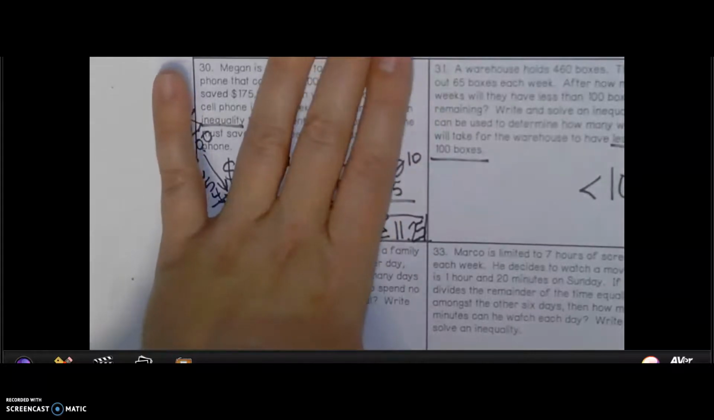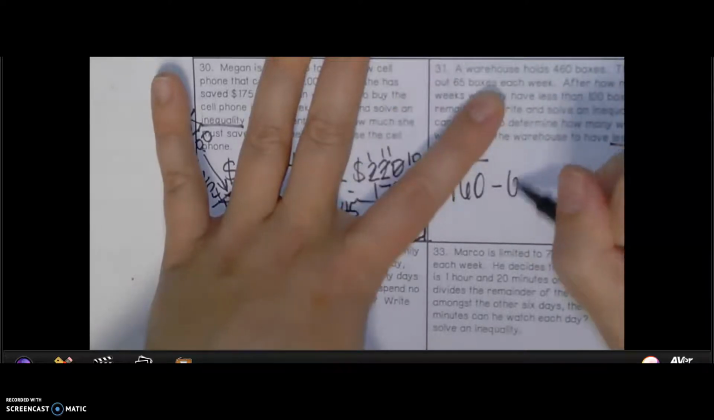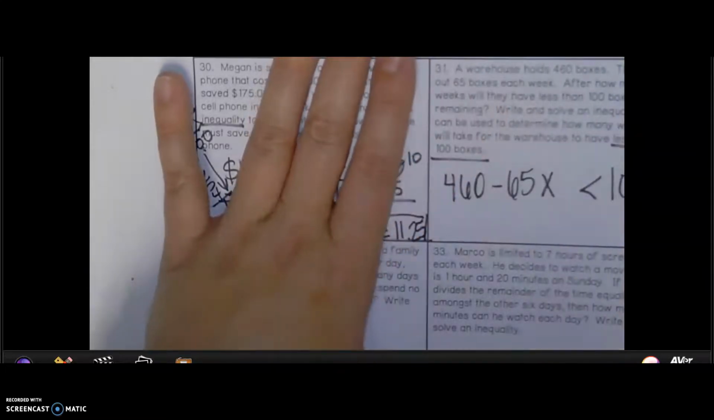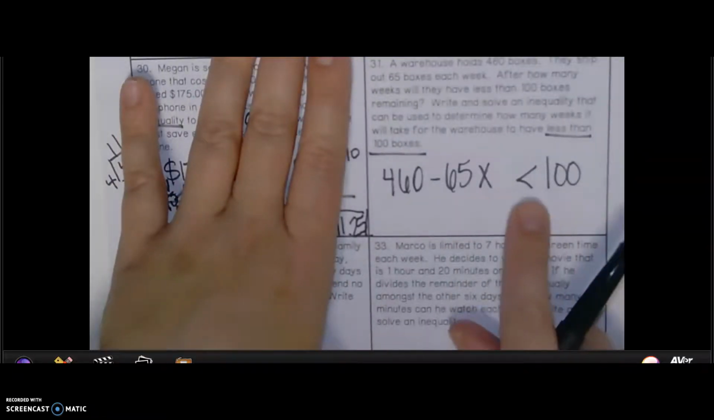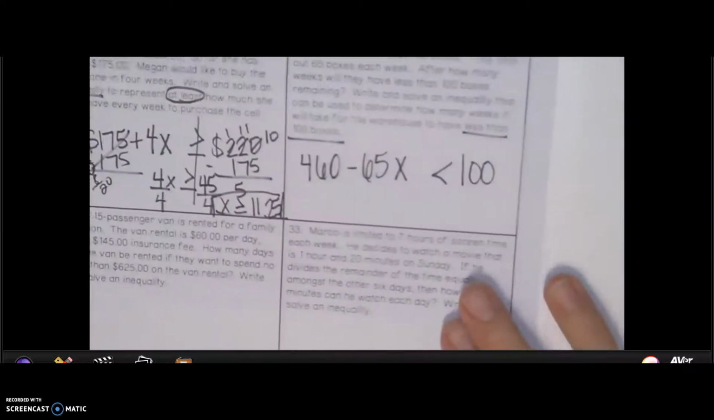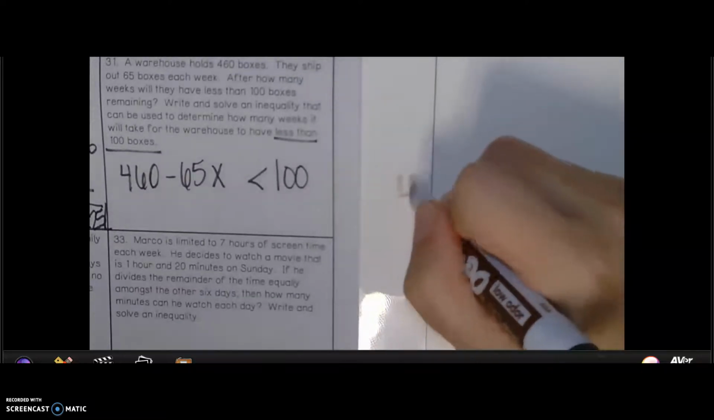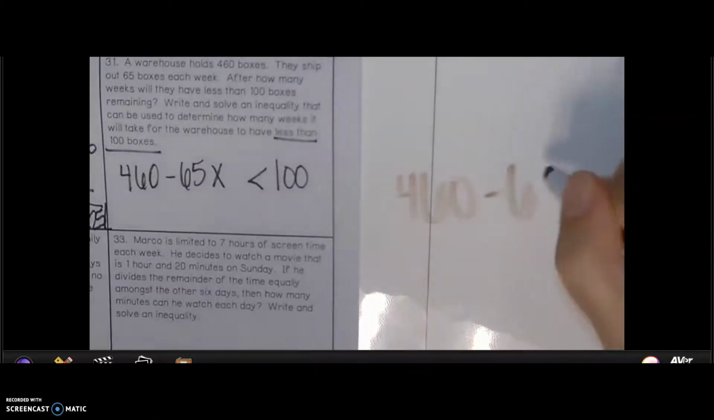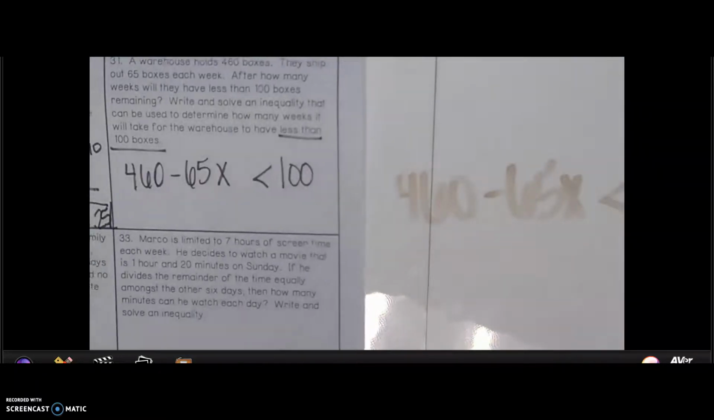Let's go forward with what we know. So we know that there are 460, and we know that they can do 65 each week. We're trying to figure out how many weeks, the x, it would take us to have less than 100 boxes. I am going to do this with a marker right next to it because Mrs. Brown wrote way too big on her paper to solve this inequality with y'all. So we have 460 minus 65x is less than 100. Let me zoom out. Okay.